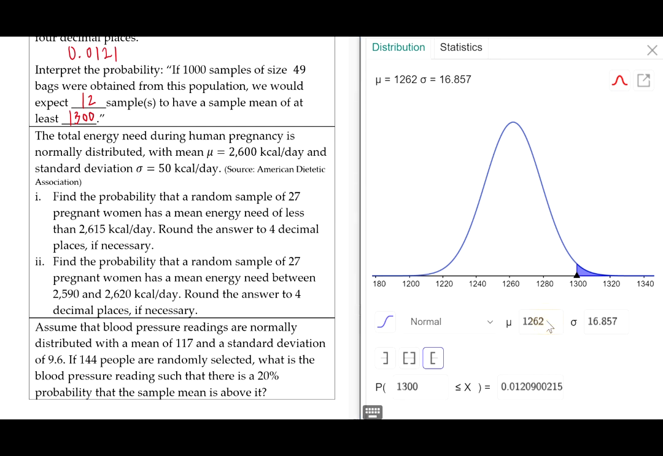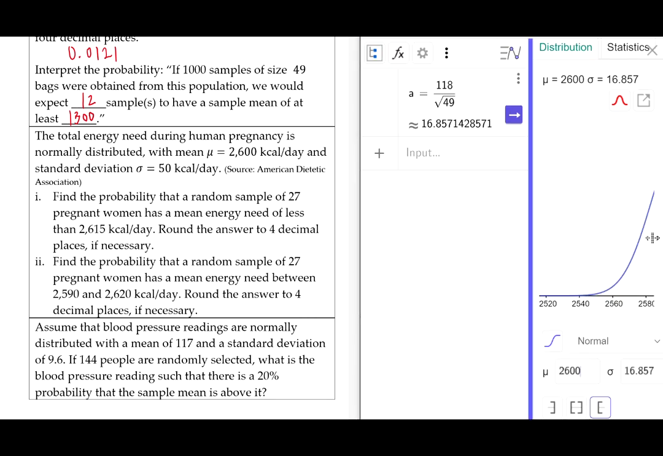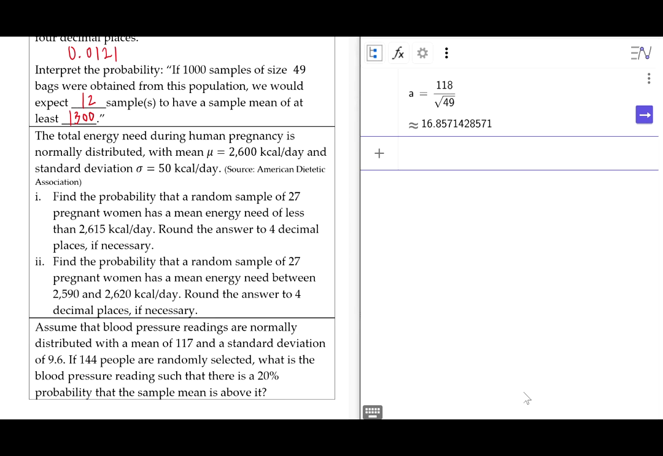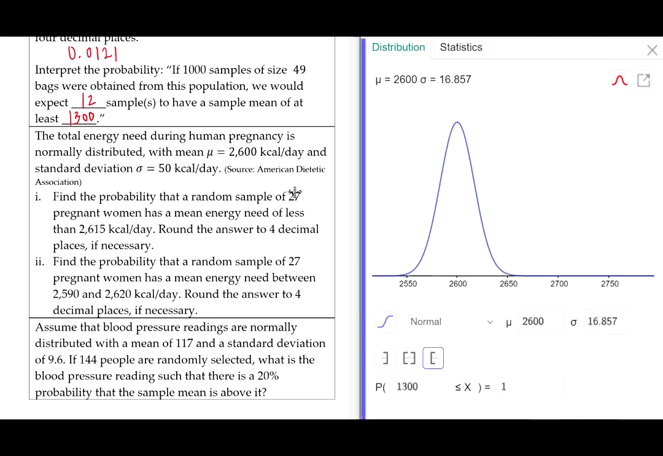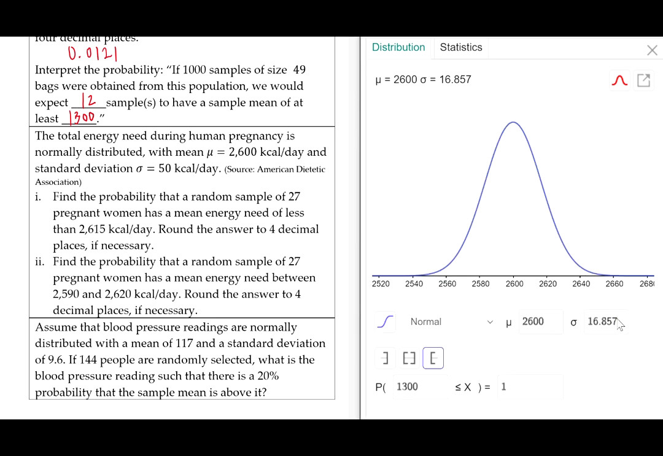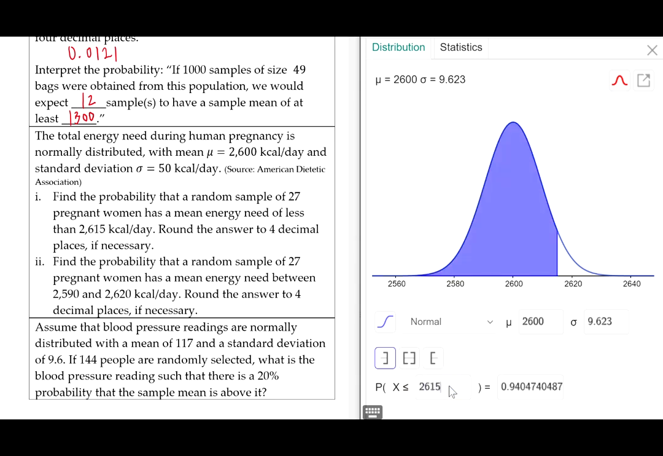All right, so we're going to do the same thing, except for now, in our probability calculator, we will enter our mean of 2600. We'll need to compute our standard error of the sample mean. So they tell us that the standard deviation is 50, but we are going to divide by the square root of our sample size, which is 27. And we get 9.623 rounded to 3 decimal places. So let's change this value for sigma to 9.623. And then we want the area that's to the left of less than 2,615. There's our shaded area, and here's our probability, 0.9405.